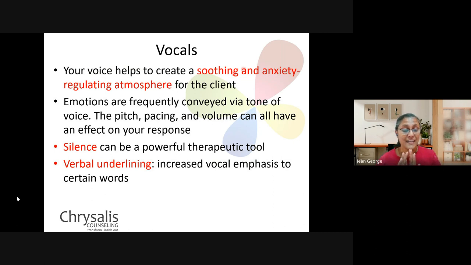a soothing and anxiety regulating atmosphere for the person. And it must communicate warmth and interest and not really boredom and lack of caring. So these are some things that you're hoping your voice can do.